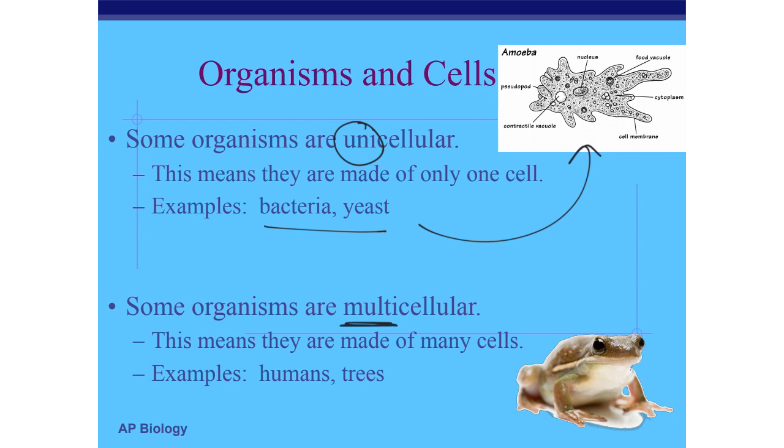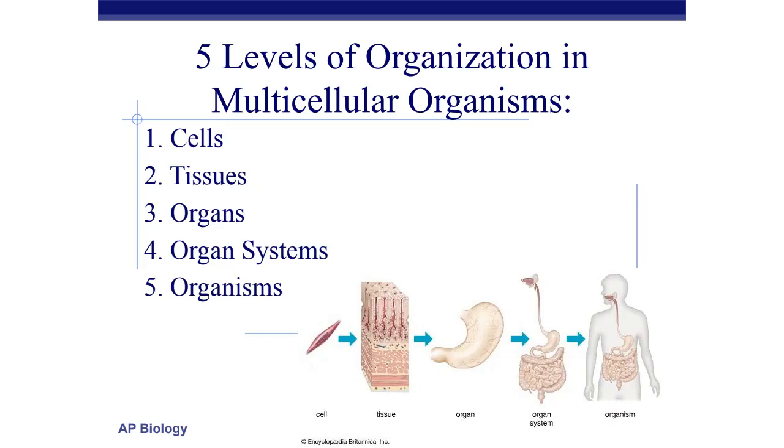So when organisms are multicellular, they are divided into different layers, for lack of a better term. So let's look at the organizational levels. We have five layers of organization in a multicellular organism. Hopefully, again, you are familiar with these. Remember, we have a cell, then from a cell to a tissue to an organ.